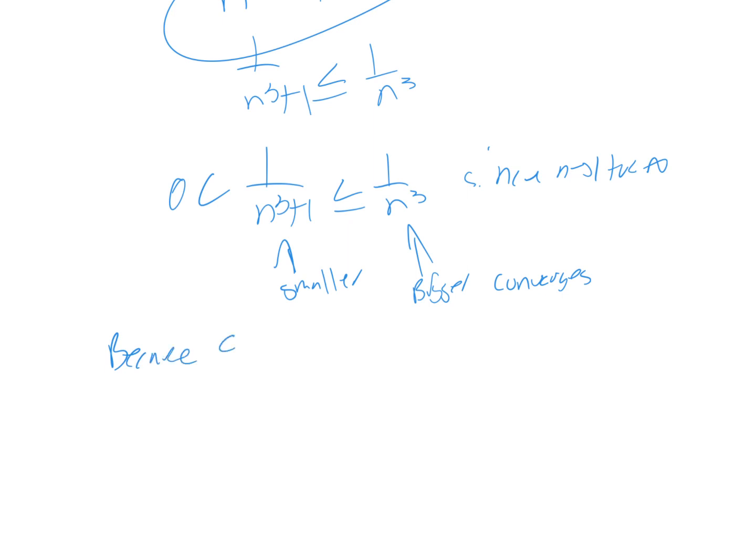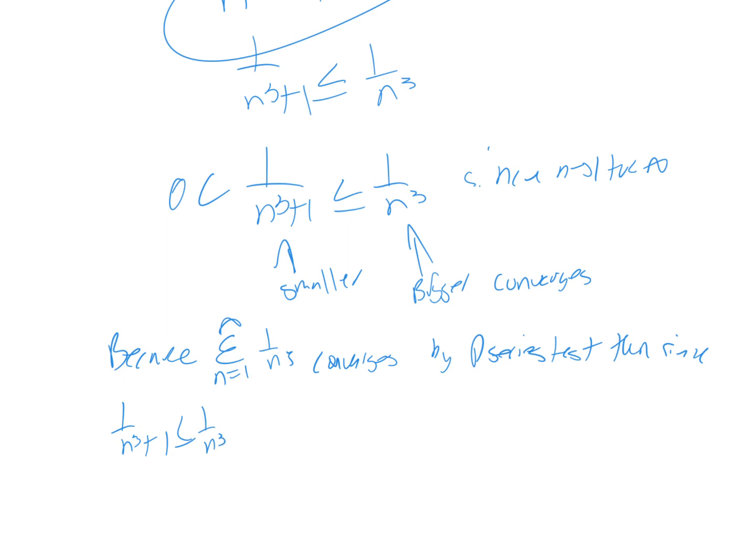So how we would write that out is: because the summation from n equals 1 to infinity of 1 over n to the 3 converges by the p-series test, and since 1 over n to the 3 plus 1 is less than or equal to 1 over n to the 3, then the summation from n equals 1 to infinity of 1 over n to the third plus 1 also converges by the direct comparison test.